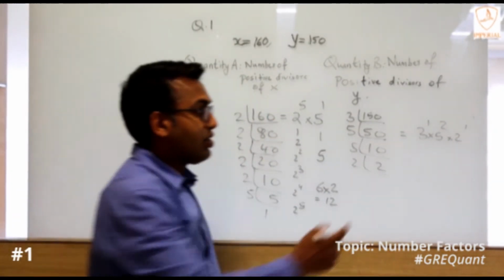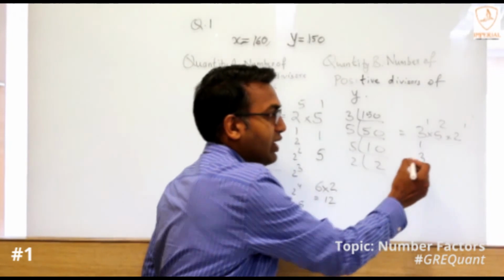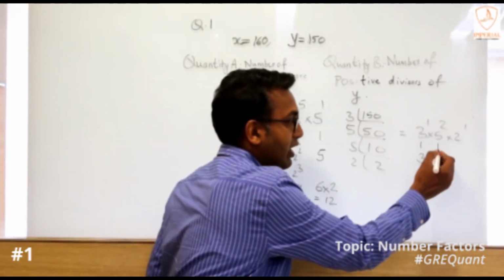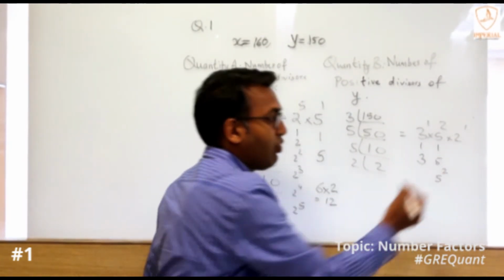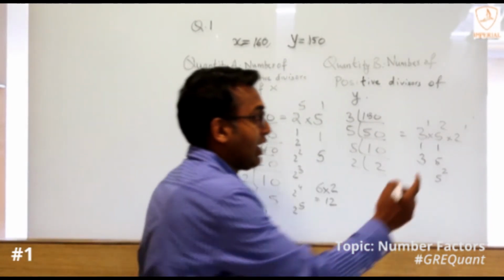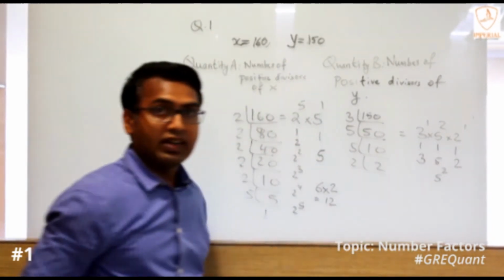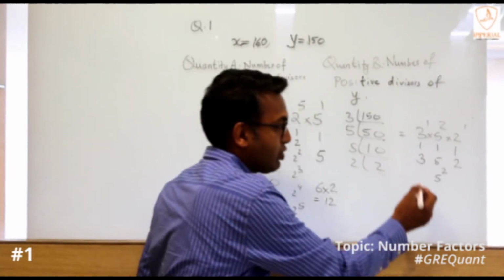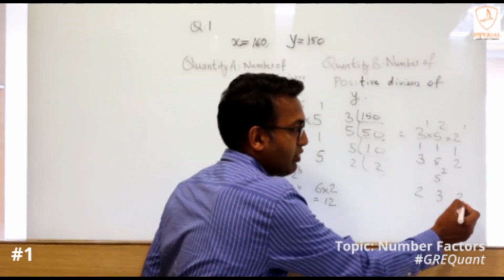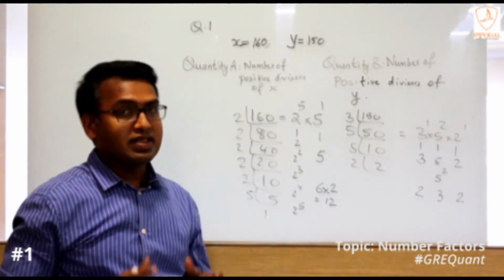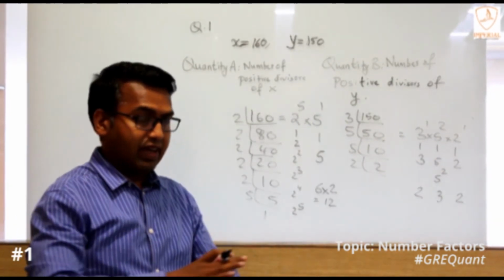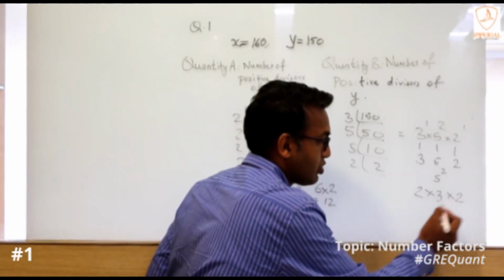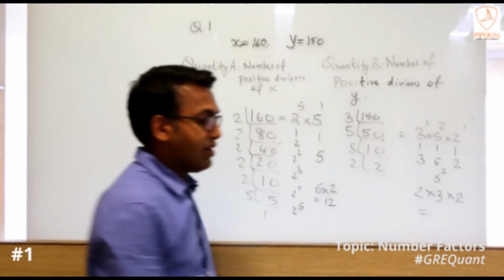Same logic, 3 power 1 will have two factors, 1 and 3. 5 power 2 will have 3 factors, 1, 5 and 5 square, and 2 power 1 will have 2 factors, 1 and 2. So here you have 2, here you have 3, here you have 2. How many total factors? Same logic, we can multiply and find the total. So 2 into 3 into 2, which is again 12.